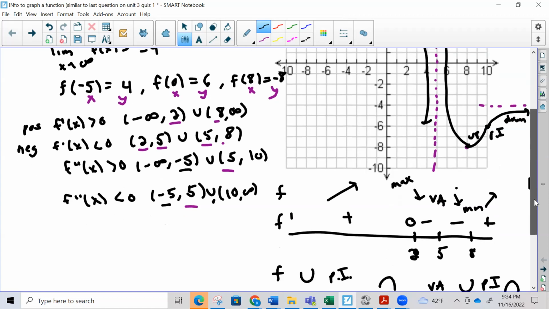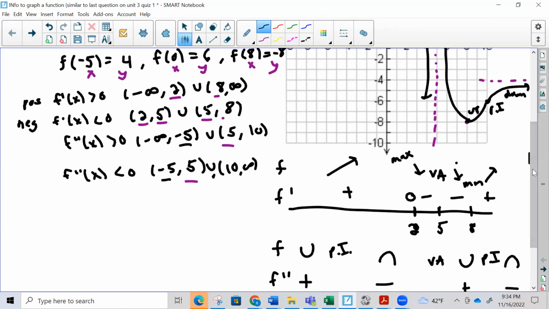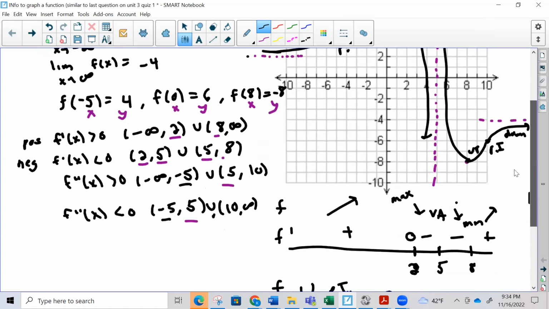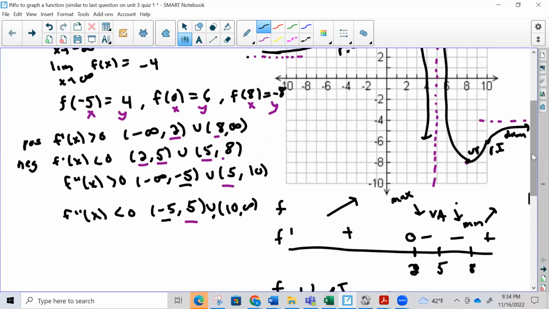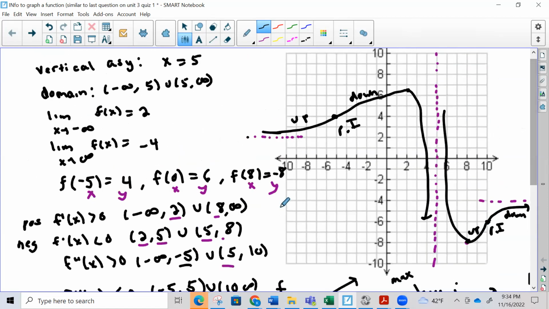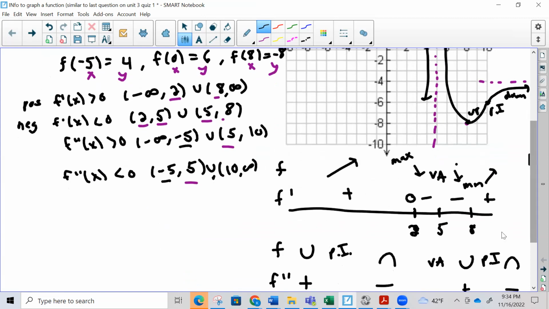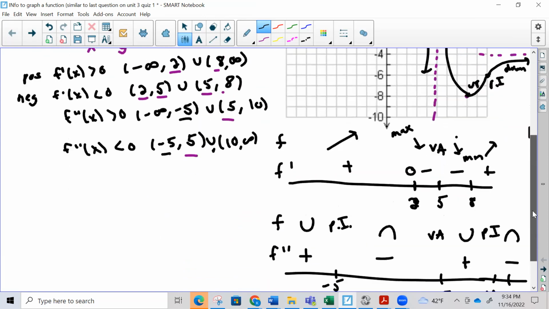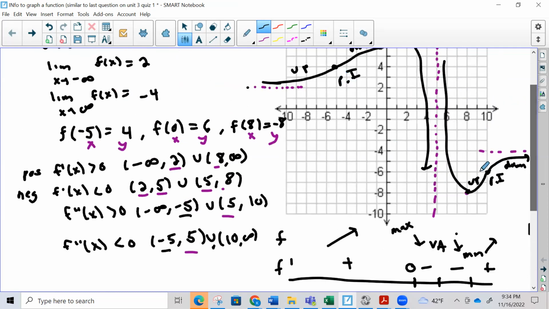So I have to make sure that my graph is increasing and decreasing where I said. So I said it was increasing until I got to 2, decreasing from 2 to 5, decreasing from 5 to 8, and then increasing, and make sure it matches up with what's here. And then I need to make sure that my concavity matches and that it's changing at these points of inflection at x equals -5 and x equals 10.